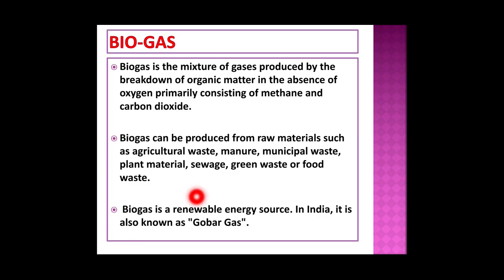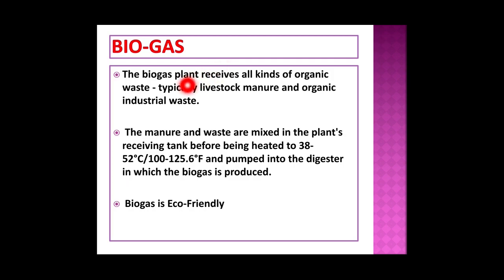Biogas is also known as gobar gas in India, because it is also produced by using cow dung, and it is very popular in several villages of India, and it provides a lot of energy which is used in the households of especially rural India. Now the biogas plants receive all kinds of organic waste, typically livestock manure, that is animal waste, and organic industrial waste. So we have to remember this requires only organic waste.